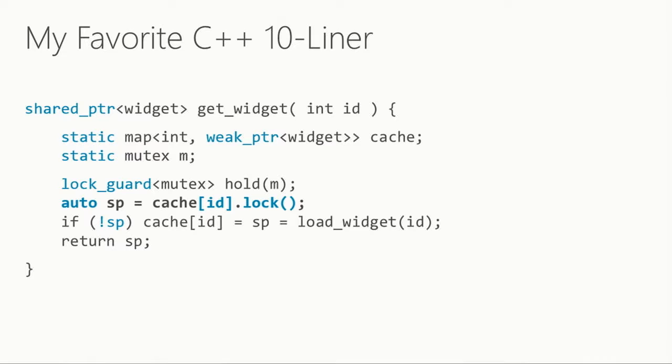So what are the lifetime semantics of every widget in the cache? As long as somebody else is holding a pointer to it. What about the cache itself? Does the cache keep objects alive? No. What does it do if you ask for an object that's not in the cache?